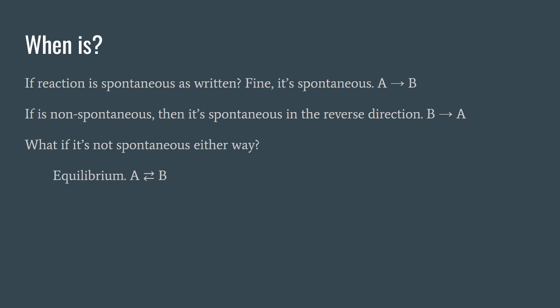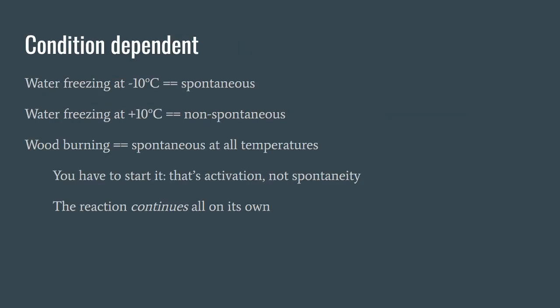Equilibrium is when A goes to B at the exact same rate that B goes to A. You don't have equal quantities of A and B, but you have constant quantities. They're not changing anymore. So, going back to water freezing, at negative 10 degrees Celsius, it is spontaneous for liquid water to turn to ice. At positive 10 degrees Celsius, it is spontaneous for ice to turn to liquid water. At 0 degrees Celsius, it's at equilibrium between ice and water.